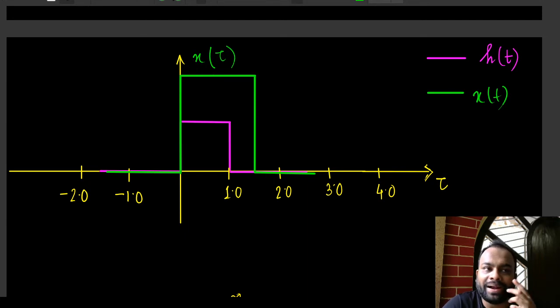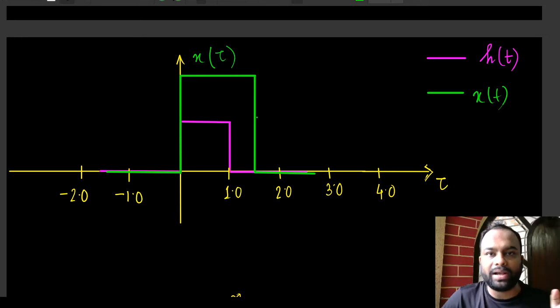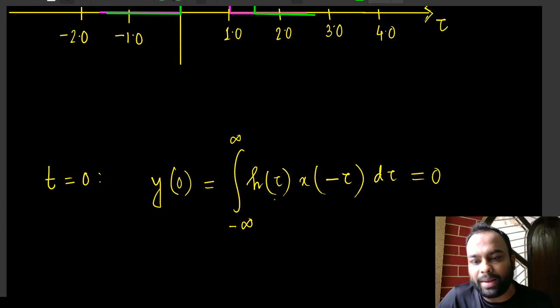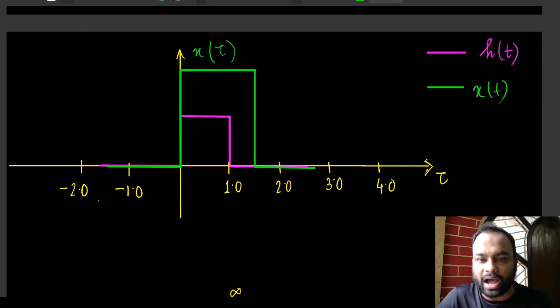Now we are trying to multiply two signals, but not these two. What two signals? We want to multiply h tau with x of minus tau. Okay. So this green one is x of tau. So I want to first get x of minus tau.